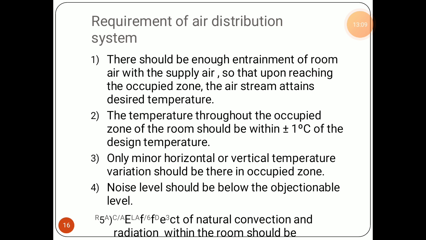Second requirement is that the temperature throughout the occupied zone of the room should be within plus minus 1 degree centigrade of the design temperature. Third, only minor horizontal or vertical temperature variation should be there in the occupied zone. Fourth one, noise level should be below objectionable level. Fifth, effect of natural convection and radiation within the room should be negligible.